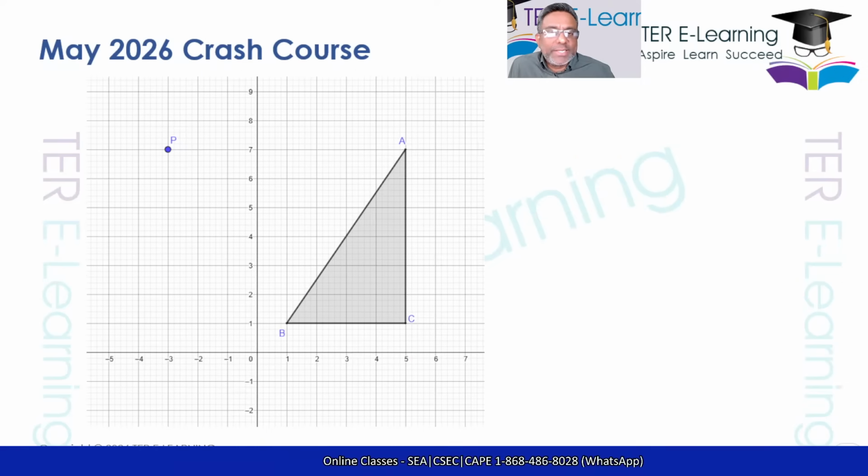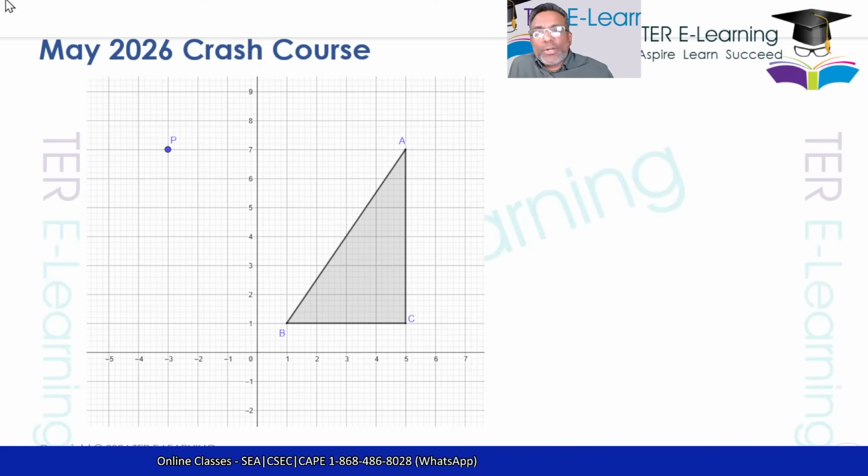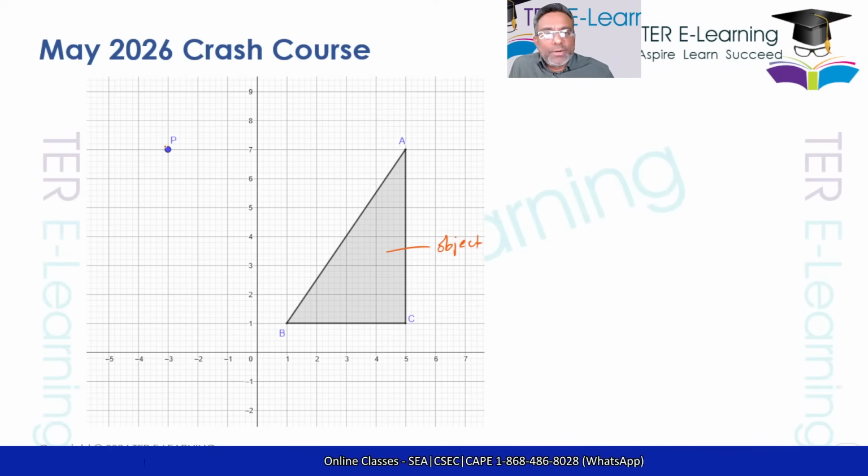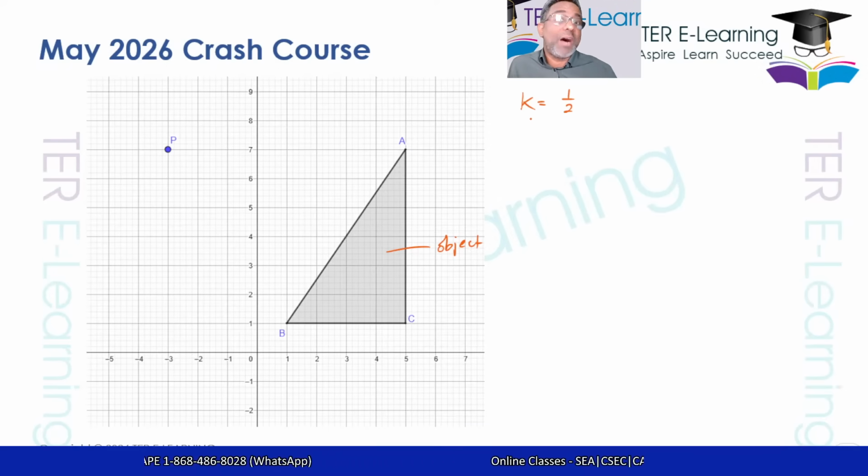Okay. Now, what CSEC can do as well, they can give you a center of enlargement. They can give you an object here. So this here is an object, and they want you to draw the image. But they could also specify what the scale factor is. So let's say we want to do an enlargement, but I give you a scale factor of, let's say, 1/2, and you want to perform this enlargement here.